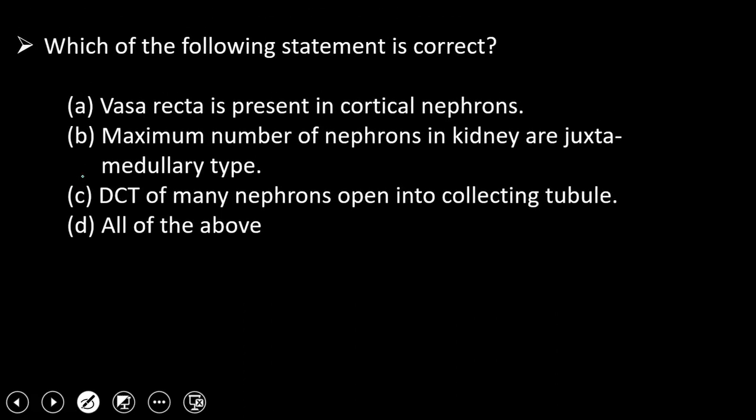Which of the following statements is correct? Vasa recta is present in cortical nephron, but we know that vasa recta is either absent or highly reduced there. It is well developed in the juxtamedullary nephron. Maximum number of nephrons in the kidney are juxtamedullary type. No, because the maximum number is of cortical nephron. DCT of many nephrons opens into the collecting duct. So the correct answer is C. So this statement is the correct one.